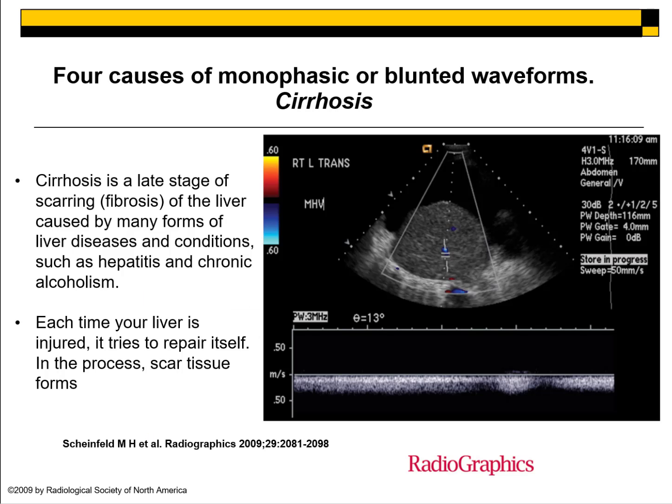Again, this is from your optional reading. Please check the notes section. I left that in there for you to also look at in the slides. We're going to go over 4 cases, common causes of monophasic or blunted waveforms. And first, it's going to be cirrhosis.